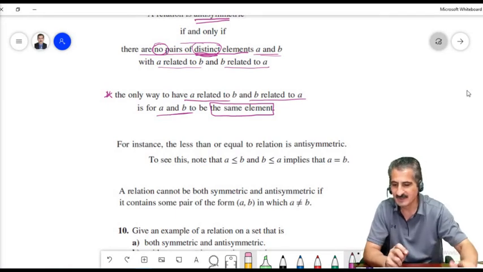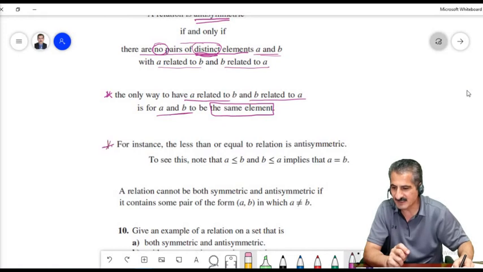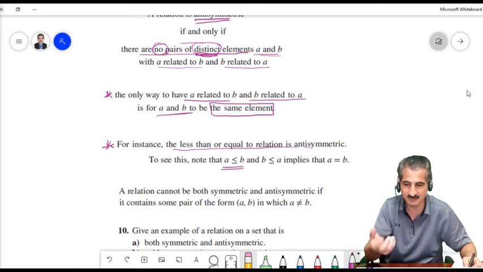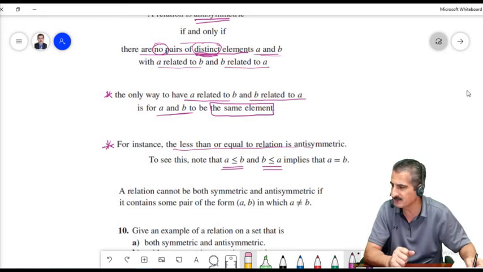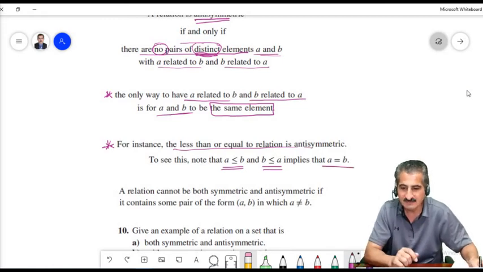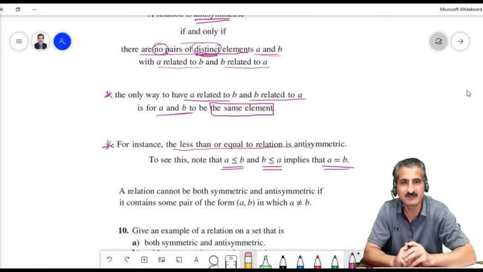Okay. Now, for instance, an example of antisymmetric. The less than or equal relation is antisymmetric because if A is less than or equal to B, this is A related to B, and B is less than or equal to A, this is B related to A, then A and B are the same element. So this is an antisymmetric relation.